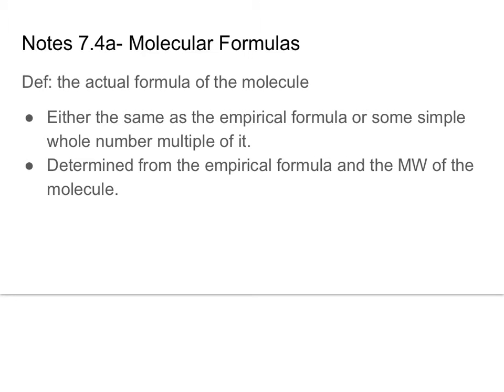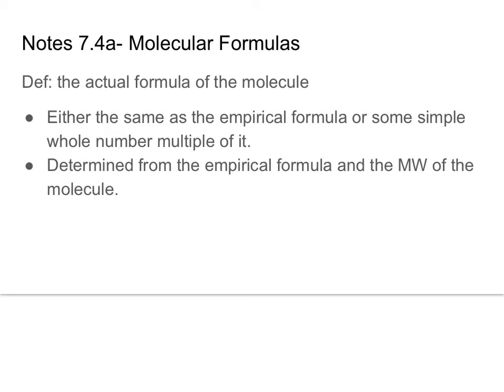In note 7.4, we're going to be talking about molecular formulas. If you recall, when we talked about empirical formulas, they gave us the lowest whole number ratio of the atoms in a compound. A molecular formula is different because it gives us the actual formula of the molecule. For ionic compounds, the molecular and the empirical formulas are the same.